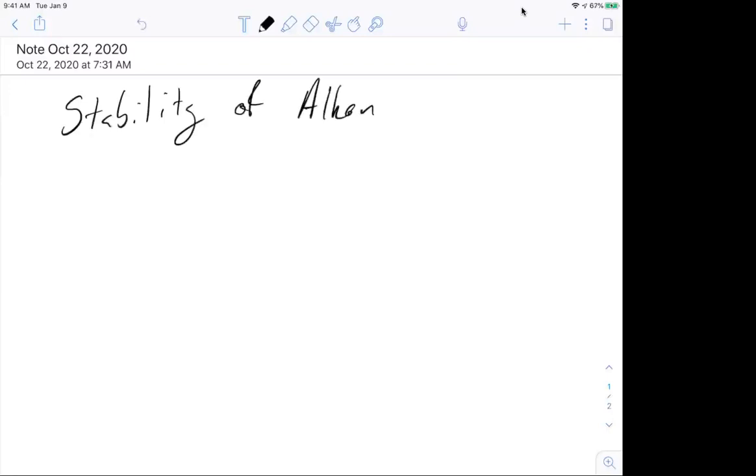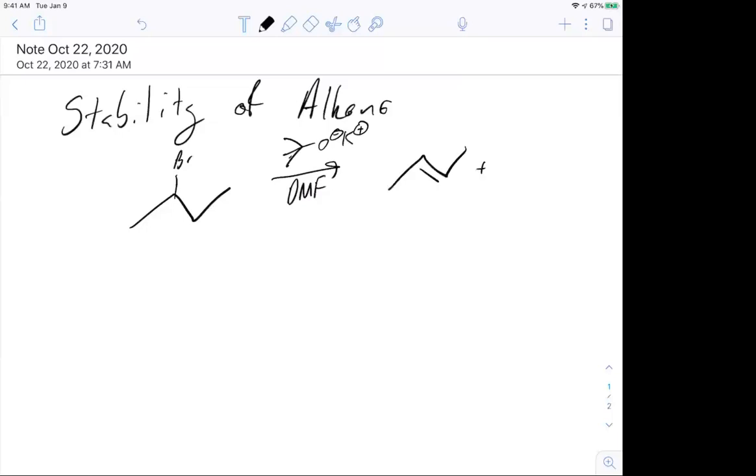One of the things we need to look at when we're predicting the products of a reaction is the stability of an alkene. So if we think about a simple E2 process, and we have potassium t-butoxide and some type of solvent, we actually have 2 possible products.